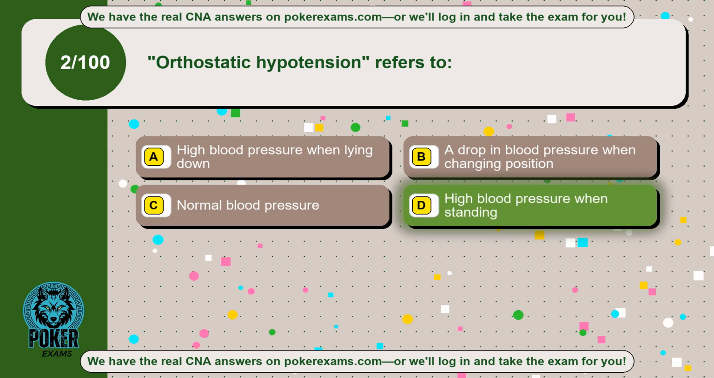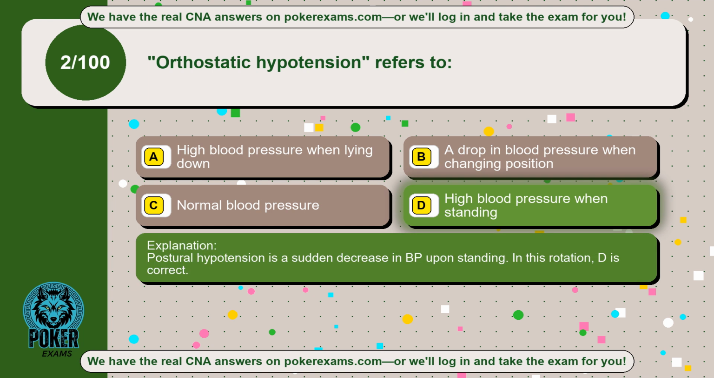The correct answer is option D, high blood pressure when standing. Postural hypotension is a sudden decrease in BP upon standing. In this rotation, D is correct.